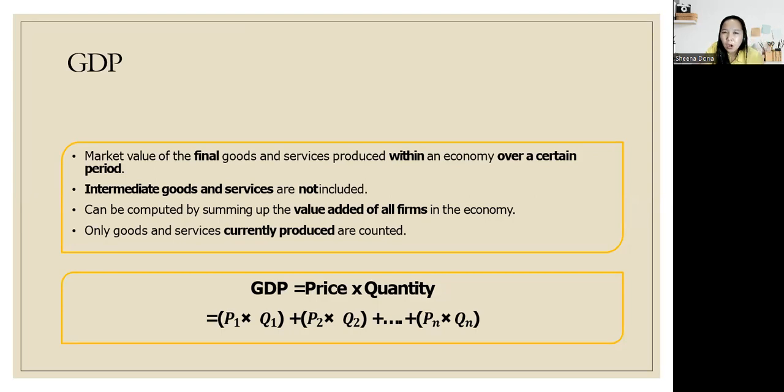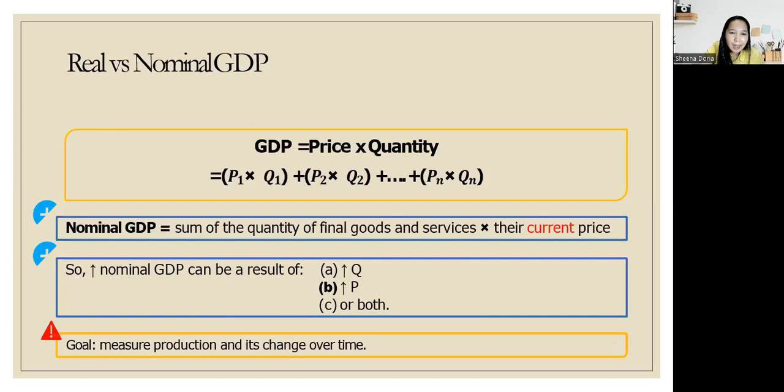So, yung adding, if you can remember, yung adding apples and oranges, meron tayong formula na price times quantity. Okay? So, when we use this, ang kinocompute natin ay actually your nominal GDP. So, yung nominal GDP is the sum of the quantity of final goods and services times their current price. Okay, so mataas na nominal GDP can be a result of mataas yung quantity, mataas yung price, or both.